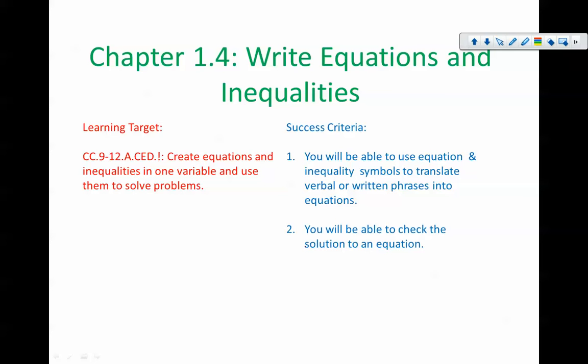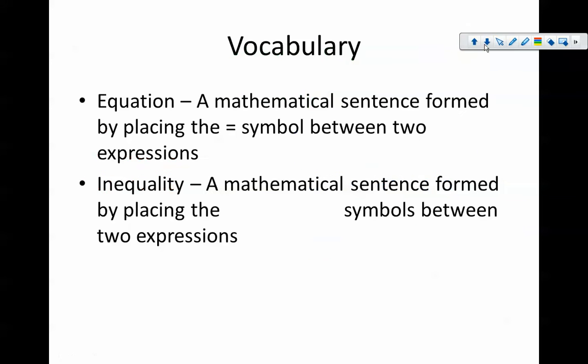At the end, you'll also be able to check the solution to an equation. So if you have a solution, you'll know, is this solution correct? And what a solution is, actually. So a couple of quick vocabulary words that you need to know, and that would be an equation and an inequality. These are two words that you need to know the difference.